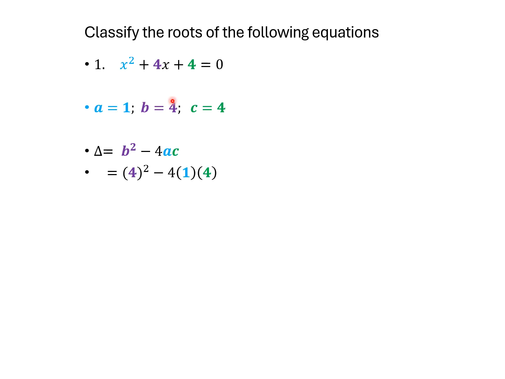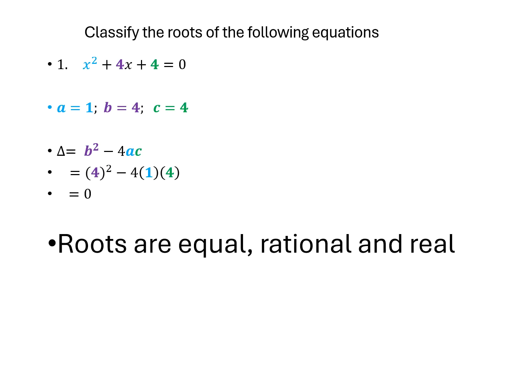If I substitute, b is 4, so 4 squared is 16, minus 4 times 1 times 4 gives me negative 16. 16 minus 16 gives me 0. So if b squared minus 4ac equals 0, the roots are real, rational, and equal. Because it's equal to 0, based on our classification for the discriminant, the roots are equal, rational, and real.